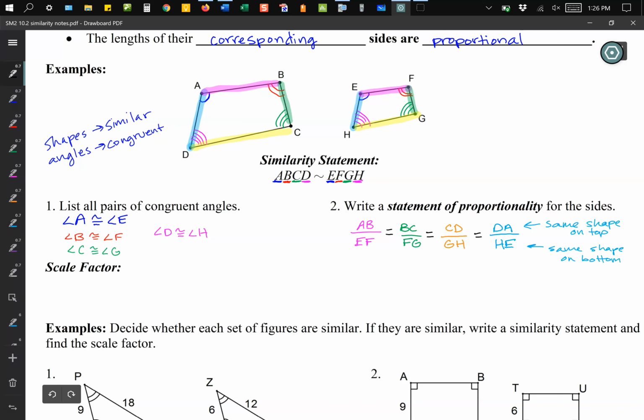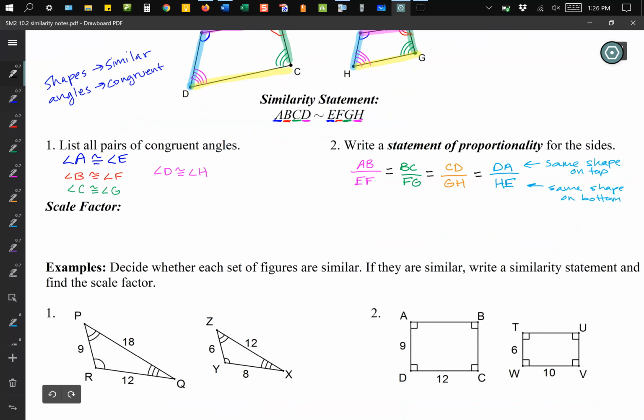But all it's saying is that if you take the pink side divided by the pink side, you'll get the same thing as green side divided by green side, as yellow side divided by yellow side, as blue side divided by blue side. You don't have one of them being 3 times as big as the other and one of them being 2 times as big as the other. They're in the same ratio. Now, that fraction that you get is called a scale factor. So it is the ratio of corresponding sides.